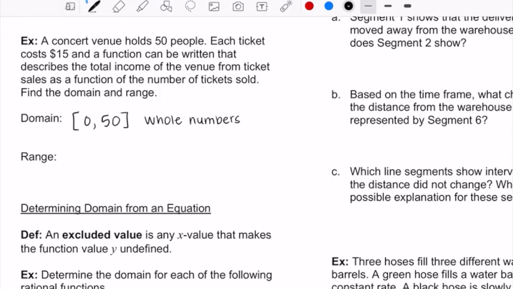The output is a function of the input, and each ticket costs $15, so we could write the range for this one like a list. If 0 people come, there would be $0 generated. If one person comes, $15 would be collected, and so on, all the way up till if all 50 people come, then 50 times 15 would give you 750. That's the way that we could write our range for this one.